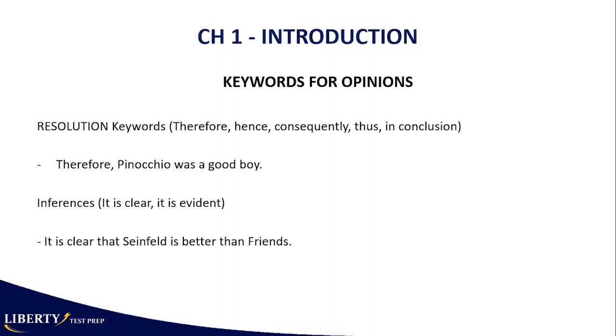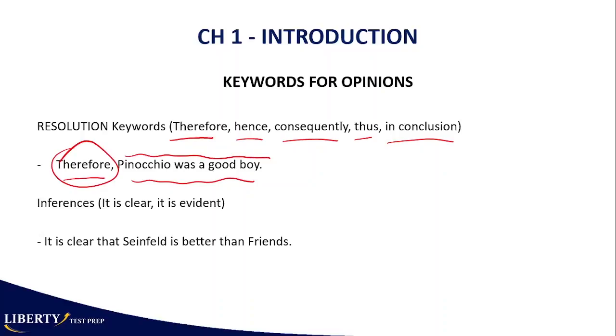Here there are other keywords for opinions. For example, some resolution keywords. These are very important: therefore, hence, consequently, thus, and in conclusion. So whenever you have a clause after one of these resolution keywords, more than likely you're going to be in front of an opinion. Therefore, Pinocchio was a good boy. All right, Pinocchio was a good boy. So, therefore, probably they already gave you information before, right? So you're concluding something here. That conclusion is an opinion, right?